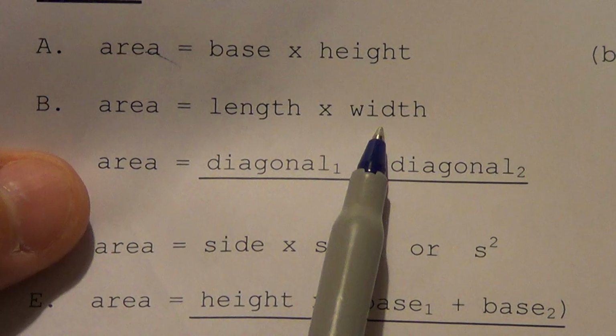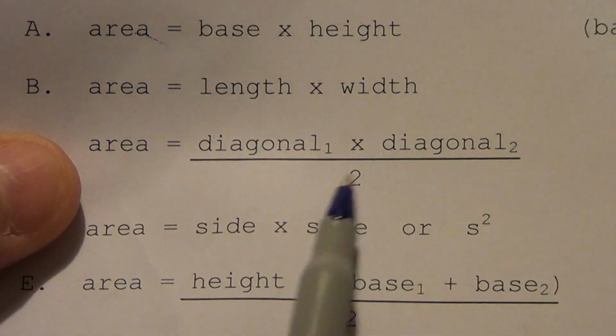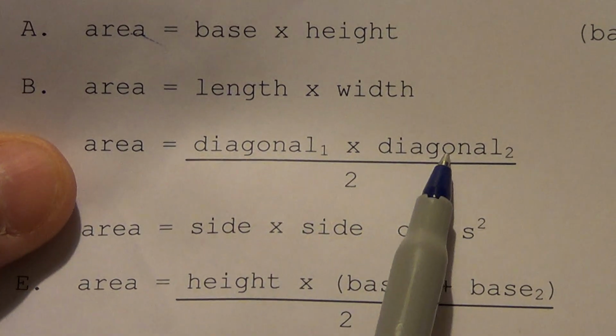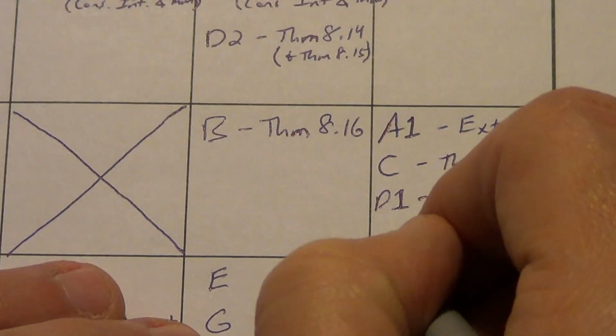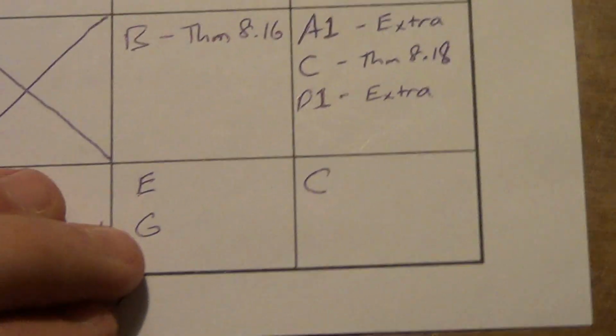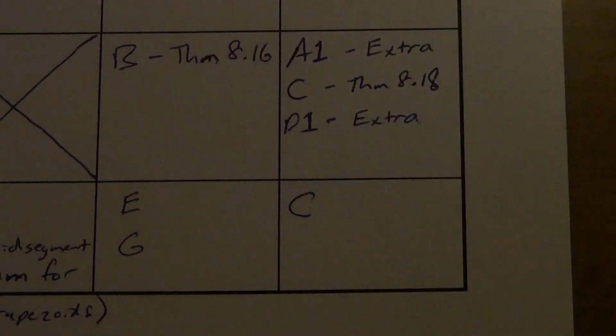The length and width are not perpendicular to each other. Diagonal 1 times diagonal 2 over 2. Are the diagonals perpendicular to each other? Yes. Then this is the formula we're going to use. That's letter C. Remember, the things we multiply together to find area need to be perpendicular to each other.